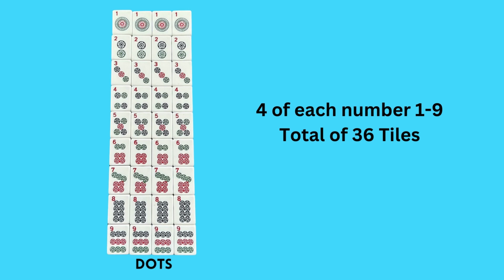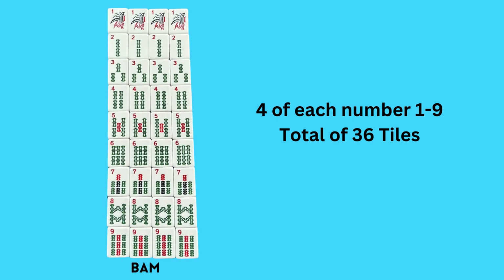Then we move on to the bams, the last of the 3 suits. And if you look at the bams, you will notice that the design looks very much like a bamboo stalk, and the primary color is green. There are 4 of these, totaling 36 as well.